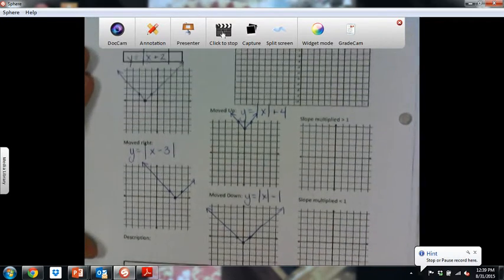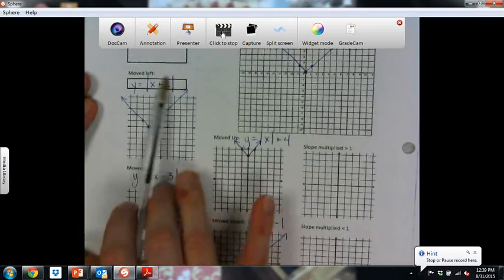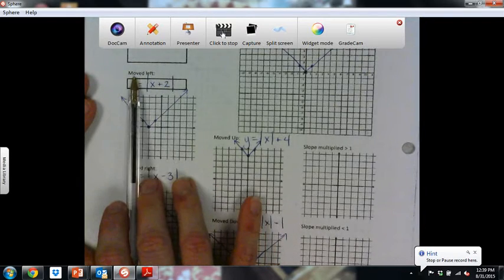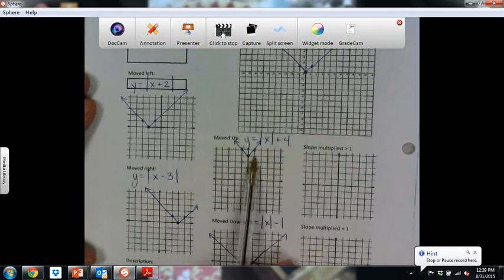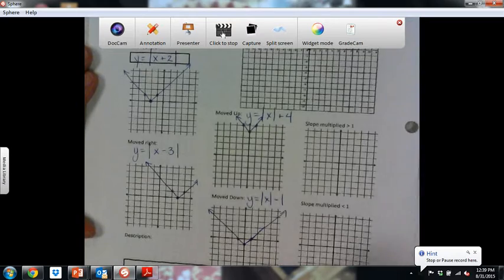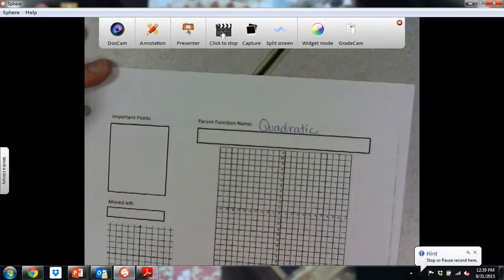Okay, so when I add something inside the absolute value, it moved left. When I subtracted something inside the absolute value, it moved right. Adding something outside absolute value moves it up. Subtracting outside moves it down. That pattern will continue with our next parent function, which is the quadratic function.